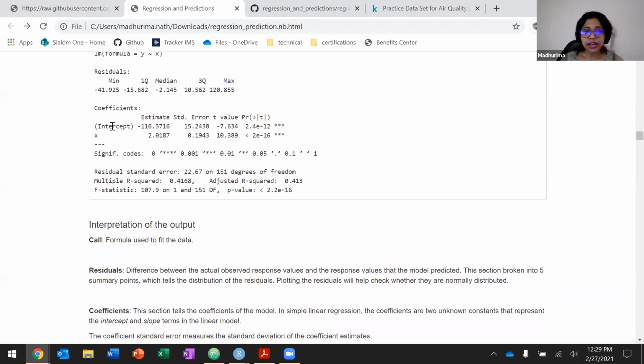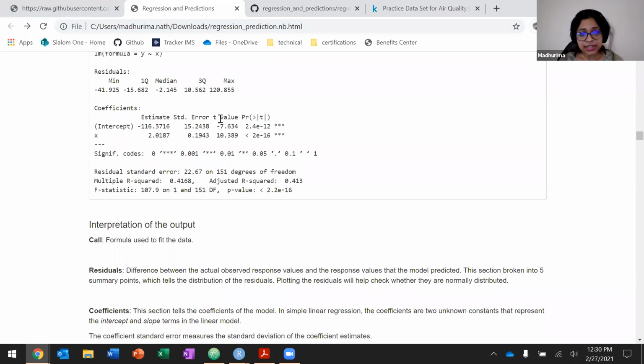The next section is called the coefficients. The coefficients are what we are looking for. That tells you what my beta values were. That is what I wanted an estimate for. So here it tells me the estimate for my intercept, and the estimated slope value, which is beta 1. It also tells me the standard error in doing that estimation. It is just the standard deviation of these estimated values.